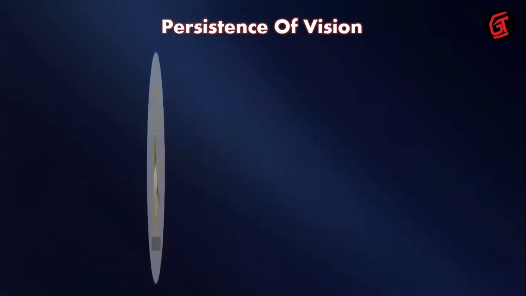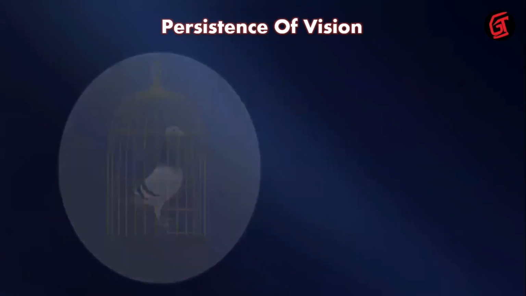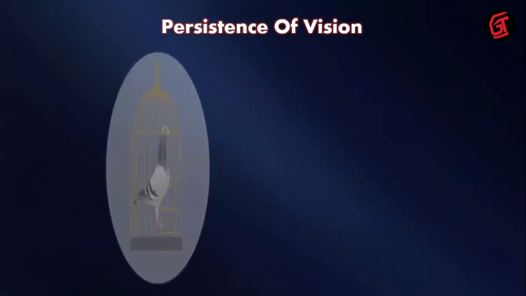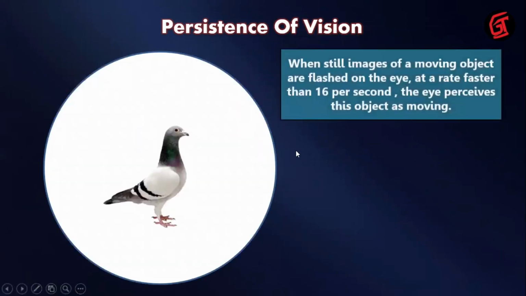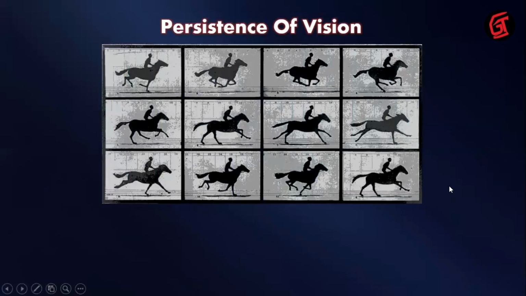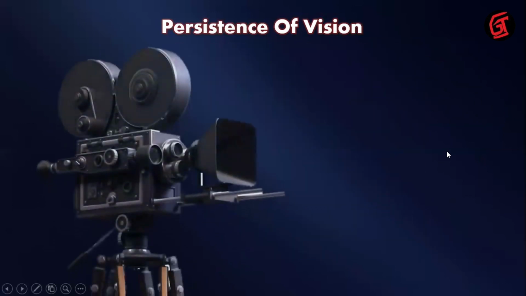So if you see a good example of persistence of vision, this is moving. So you can continuously see the pigeon inside because it is saved in your retina. Still images of a moving object are flashed on the eye at a rate faster than 16 per second. This eye is perceiving this object as moving. Okay. Movie or program that we see are actually a number of separate still pictures in proper sequence. Okay, so all pictures together, these are in a sequence. That's the reason we'll be able to see it clearly.